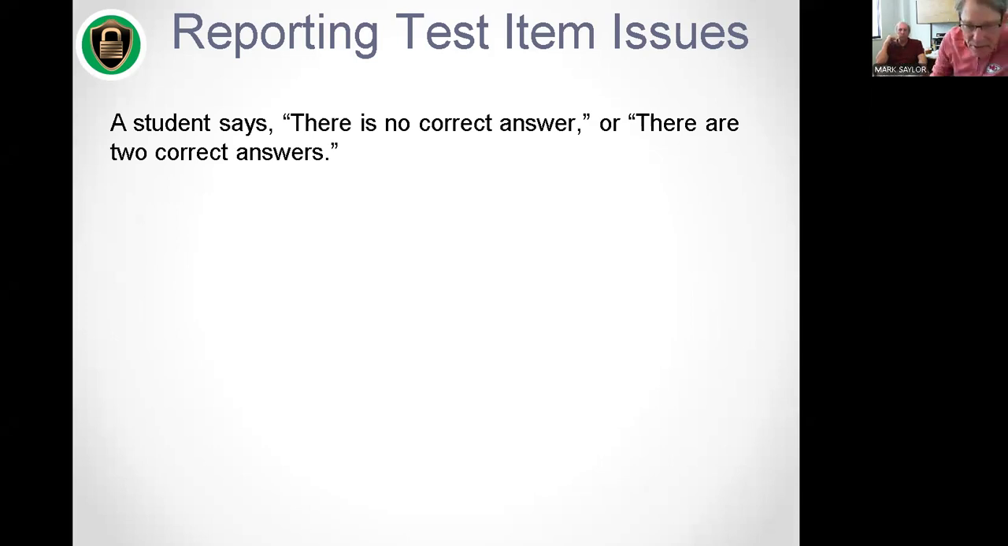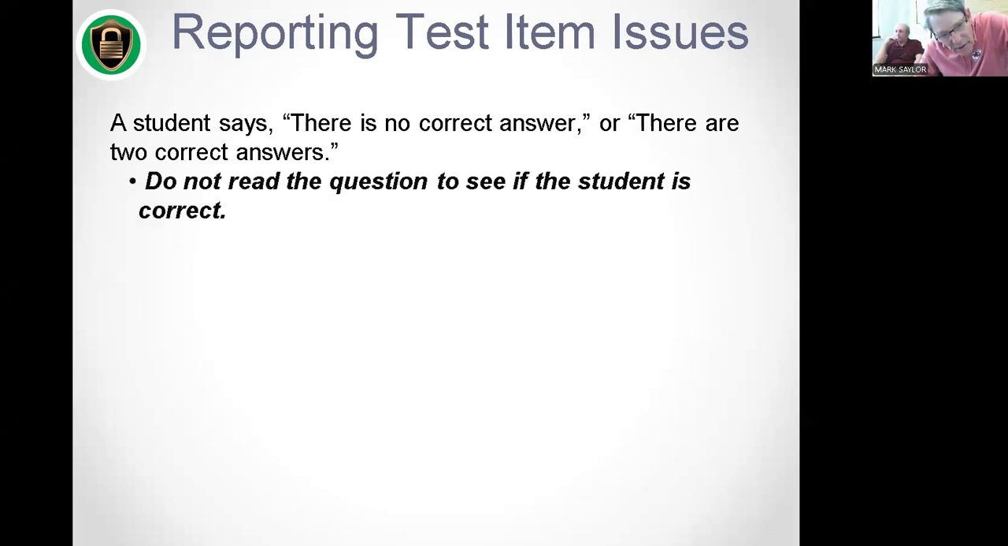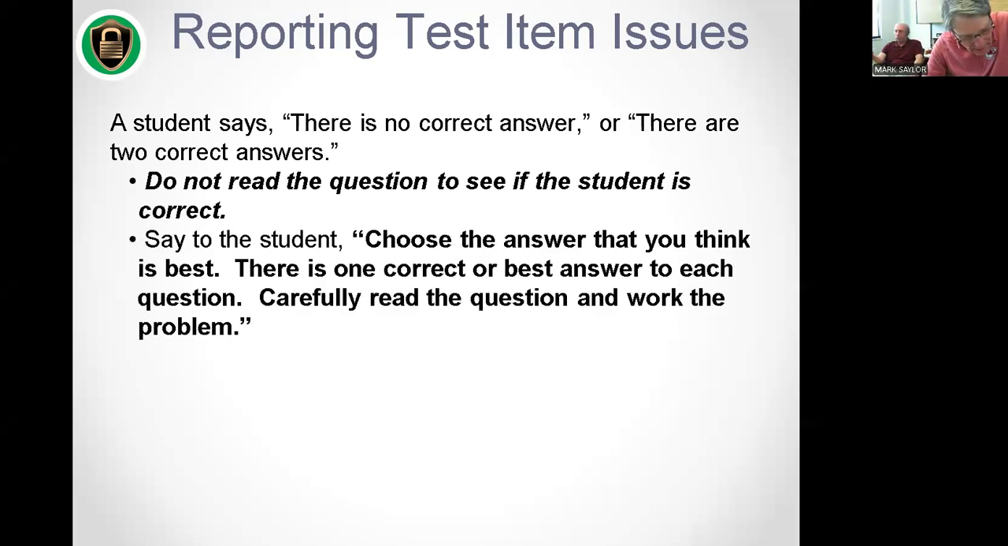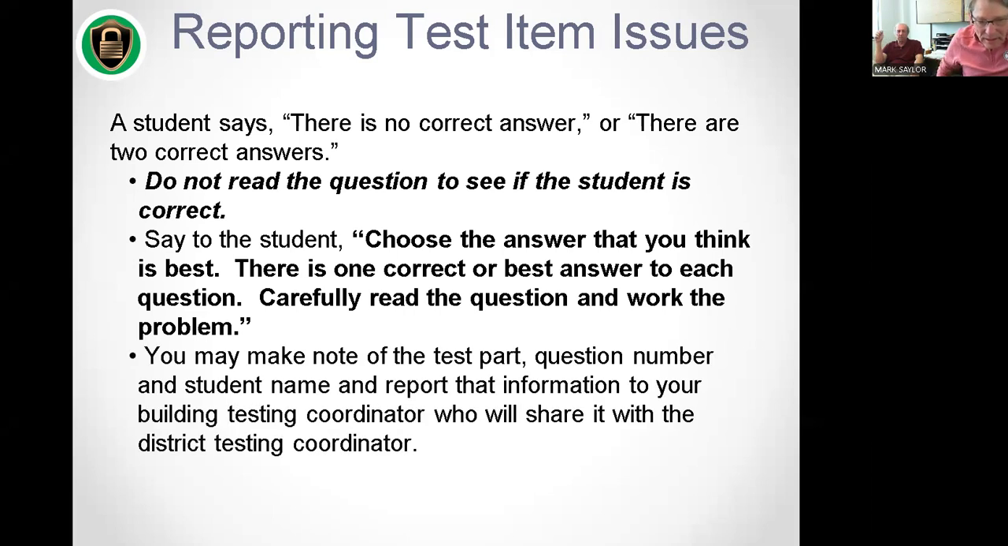Say a student says, hey, there's no correct answer on this question, or there are two correct answers. All right. Do not read the question to see if the student is correct. You say to the student, choose the answer that you think is best. There's one correct or best answer to each question. Carefully read the question, work the problem. You may take note of the test part, question number, and student name, and report that to your building test coordinator, who will share it with Mark Saylor.